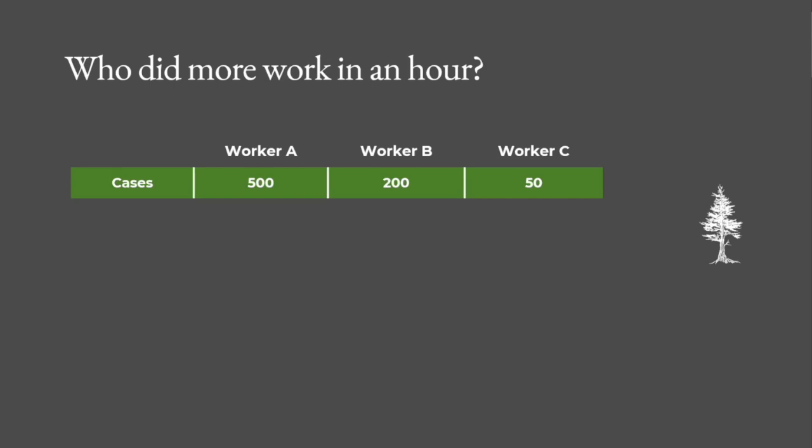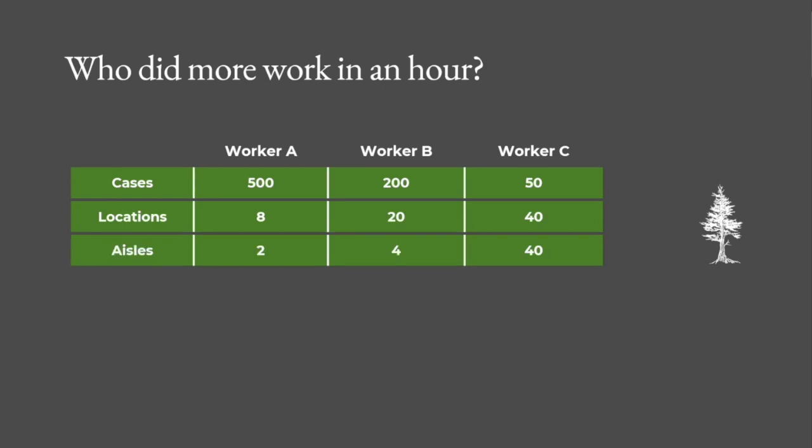But if we drill down and look at what the actual work was made up of, worker A only had to go to 8 locations, worker B 20, and worker C 40. Looking at that now, worker A has 500 cases and 8 locations, while worker C has 50 cases but 40 locations, so very few cases per location. It starts to color it up a little bit. So who did more, worker A, B, or C? Digging into aisles, worker A only had to go to 2 aisles to get to those 8 locations. Worker C went to 40, traveling all over the warehouse.